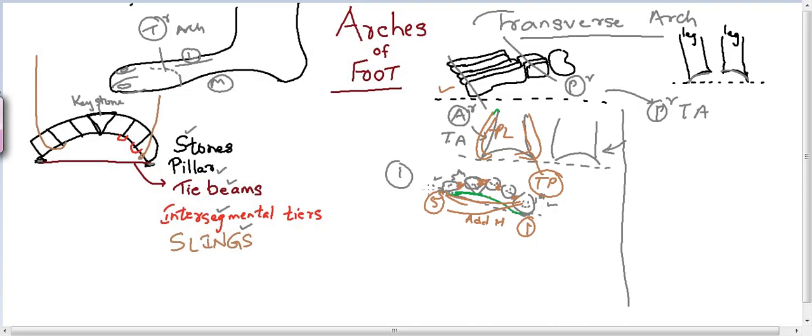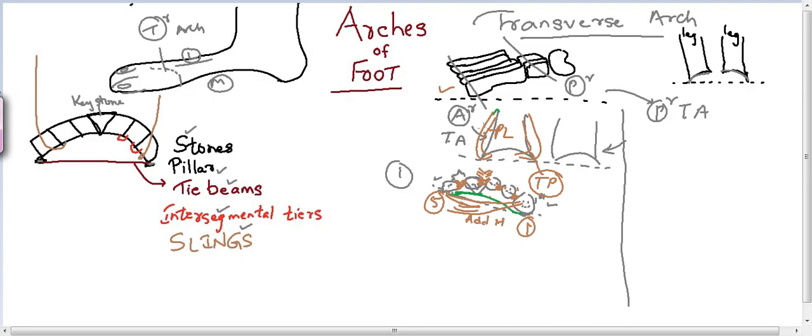And the tie beams are the adductor hallucis muscle, this one, the anterior part of the plantar aponeurosis, and the deep transverse metatarsal ligament. The intersegmental tires are the interossei, especially the dorsal interossei, because they are bipinnate muscles. They are like a coconut tree leaf. They are like this from both the metatarsals. They are the intersegmental tires.